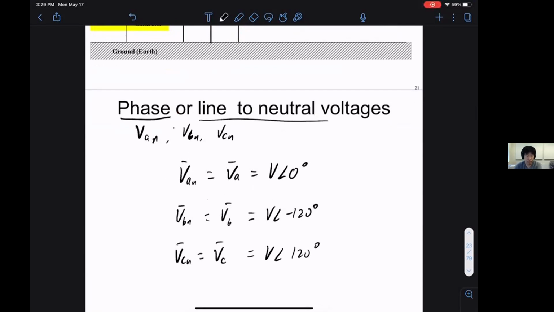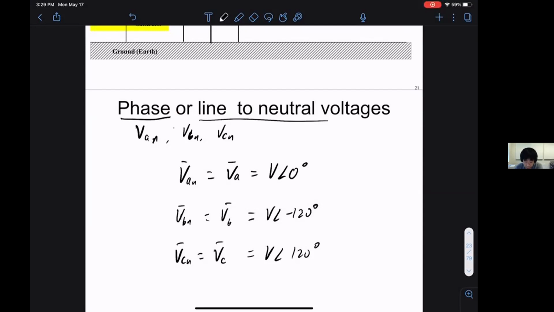A very common question you see in the homework and in the final is, given VA, can you find VC? Do you know the relationship between them? Or given VB, can you find VC? Things like this. This is a common question we can have. So this is the phase voltage.